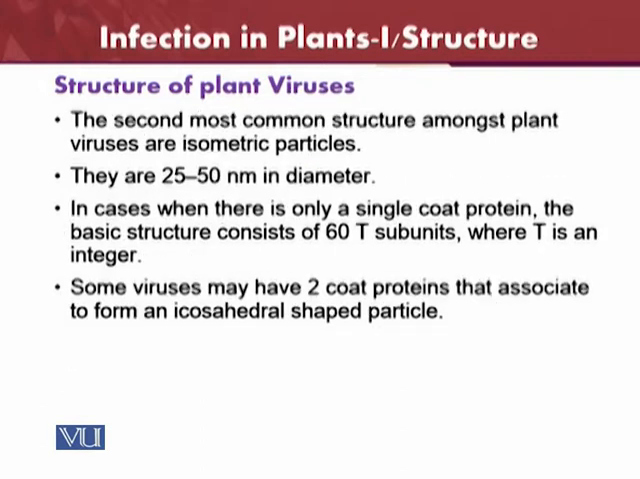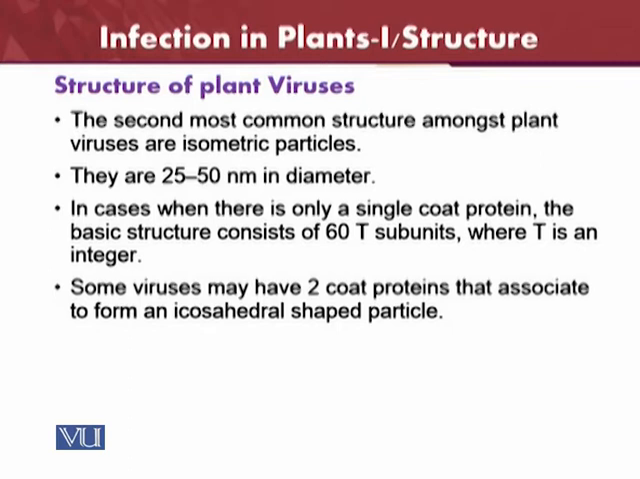Then next are the isometric viruses. The second most common structure amongst the plant viruses are the isometric viruses. Their diameter is about 25 to 50 nanometers. Of course, you can see from here how small they are, and it is not easy to see them without an electron microscope because of their size.